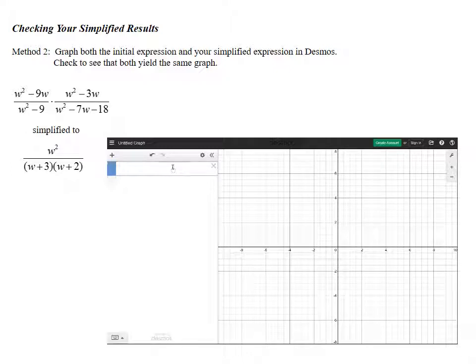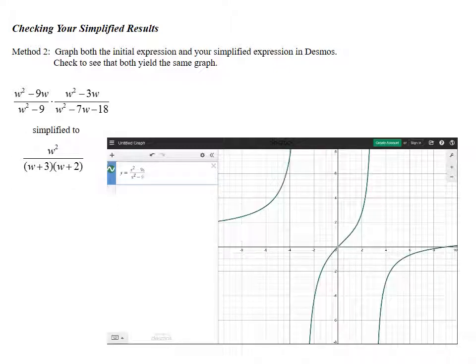So I'm going to go ahead and graph a multiplication problem we dealt with earlier. Y equals w squared minus 9w, etc. But I can't use w, I need to use x in Desmos. So I'm going to say x squared minus 9x, oops, not 92, 9x. And then we're going to divide that by, our first denominator is x squared minus 9.